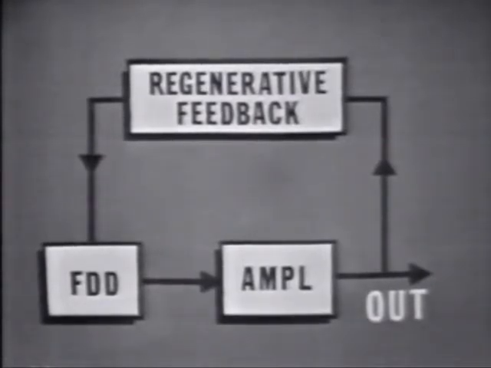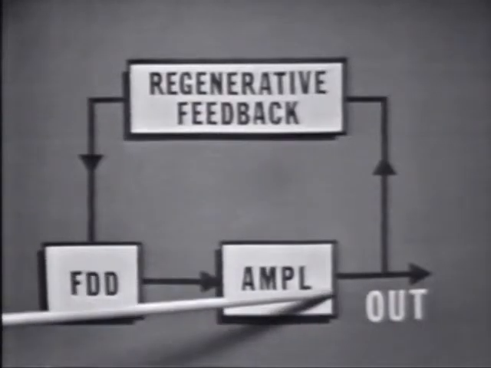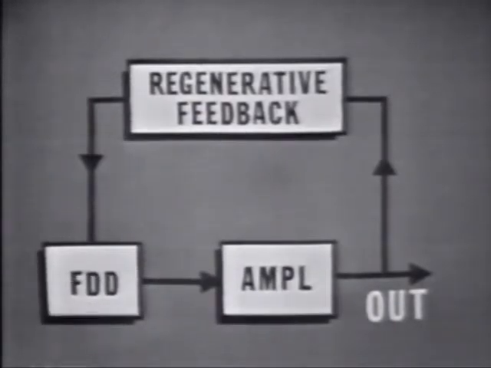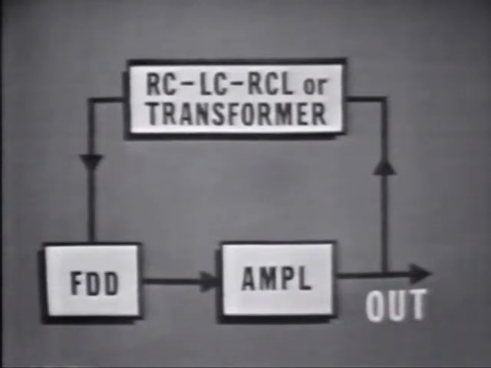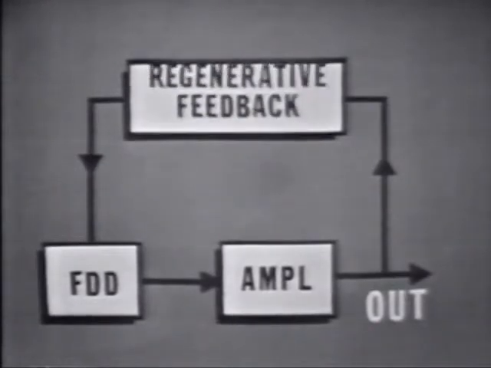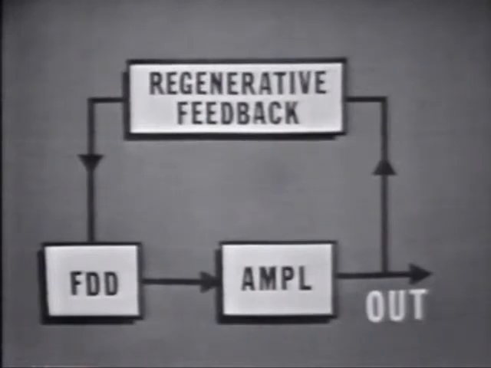Now, because many amplifiers shift the phase of the signal by 180 degrees, there may be phase shifting networks required in the feedback path. Various methods are used: RC, LC, RCL, or transformers between the output and the input. Now, which system is used will be determined by the type of oscillator circuit and its application. The important thing is that the energy fed back be in phase with the signal generated by the frequency determining device.